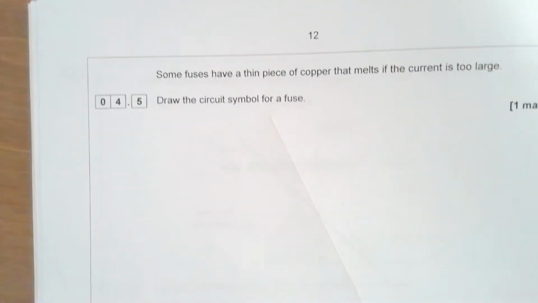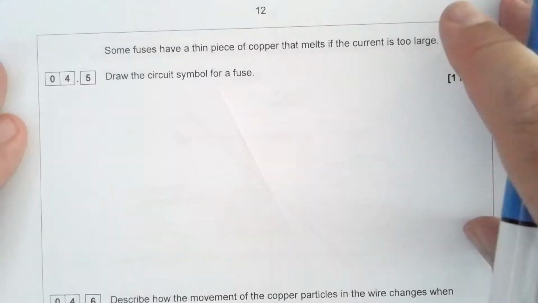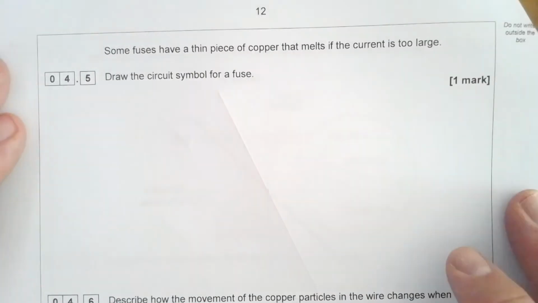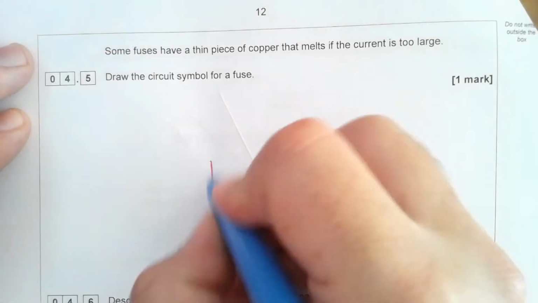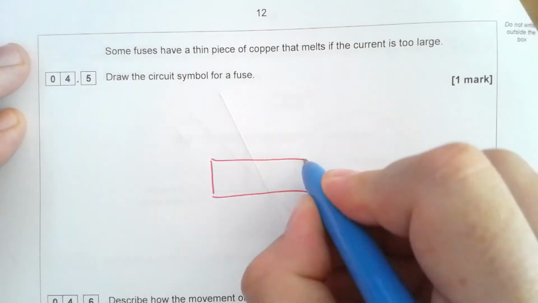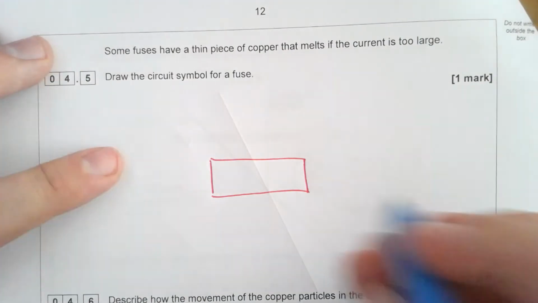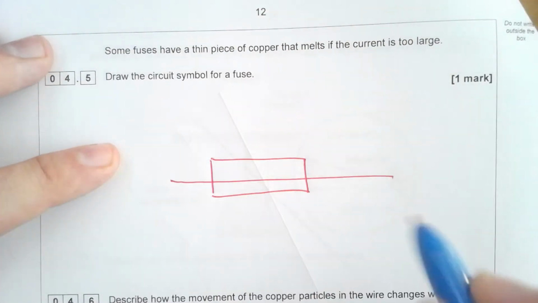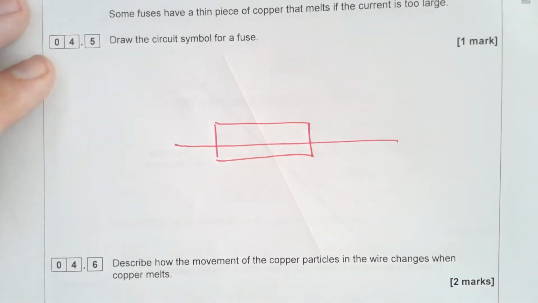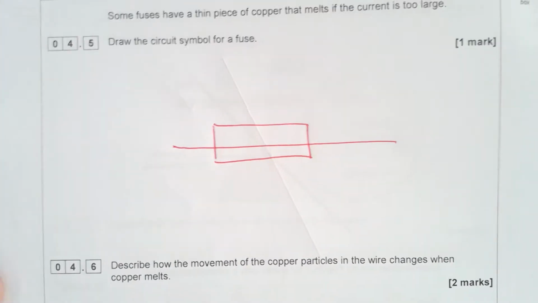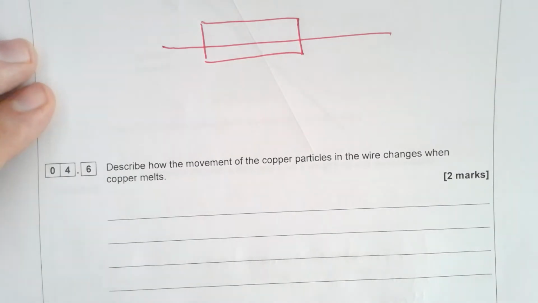Some fuses have a thin piece of copper that melts if the current is too large. It's called a fuse. So a fuse essentially is our rectangle for a resistor with a line going all the way through there. Best if you draw it with a ruler, unlike what I did. Describe how the movement of copper particles in a wire changes when the copper melts.